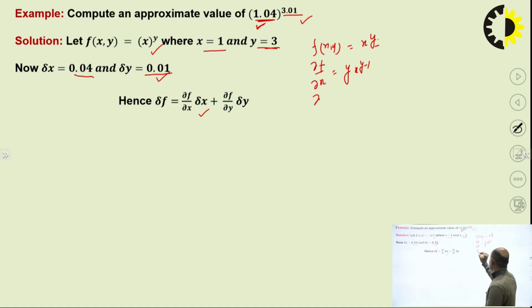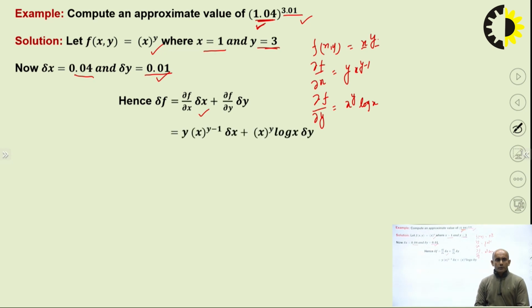We are differentiating partially with respect to y, then x will be constant here. Now if x is constant, then we get a function which is constant to the power variable, which is x to the power y. So we have x to the power y and logarithm of x. So these are partial differentiations of f with respect to x and y here. So delta f is del f upon del x, which is y times x to the power y minus 1, into delta x, plus del f upon del y, which is x to the power y and logarithm of x, into delta y.